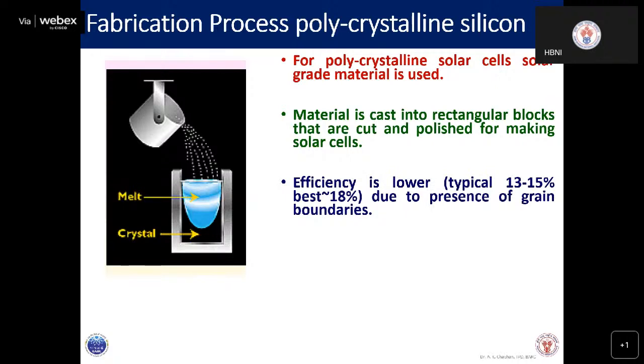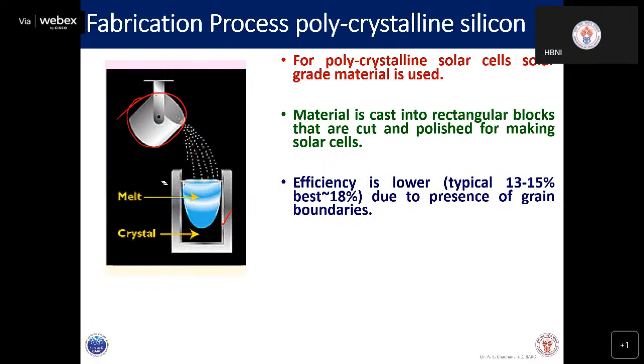Now, the fabrication process is like this. You have taken a material, you have melted it, and after that you have simply poured it inside a container. So suppose this becomes polycrystalline. Till now it is liquid, but within a short period of time this will become solid. So whatever chunk you get is a totally polycrystalline mass.